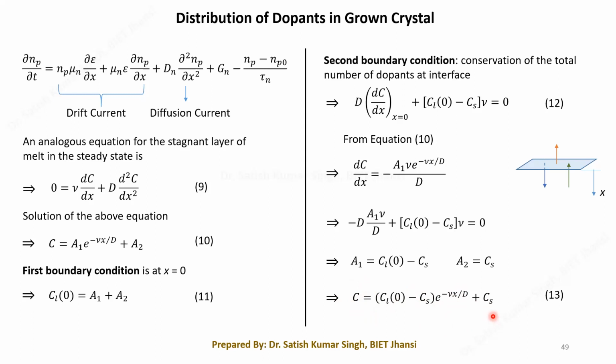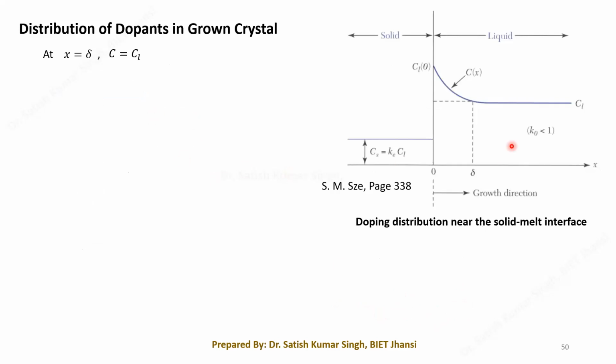So how do we plot this equation? When we have x equals 0, this exponential term becomes unity. So this is CL0 minus CS, plus CS. The CS terms cancel out, so you get C equals CL0, and then there will be an exponential decay as x progresses. At x equals delta, it will reach CL. So at x equals delta, C should be equal to CL. This is our consideration.